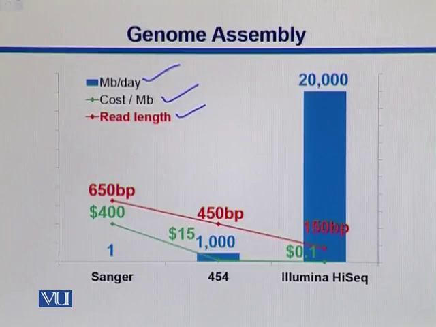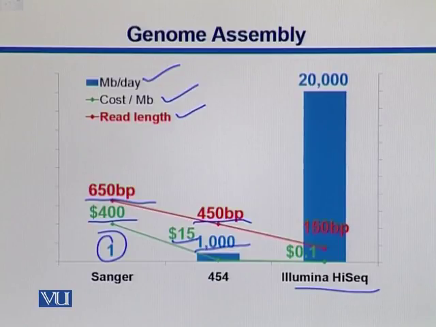So Sanger can give 1 MB per day at the cost of $400, and the read length is longer, which is 650, whereas 454 gives 1000 MBs at $15, whereas the read length is 450 base pairs. Here we have another big picture where Illumina HiSeq is producing a very cheap per MB cost, that is $0.1 per MB, and it's giving us those short reads and it's producing 20,000 MB per day. So we have a huge amount of data, huge throughput, and the cost is really low. So this is the reason why we are using these short sequencing reads, guys.